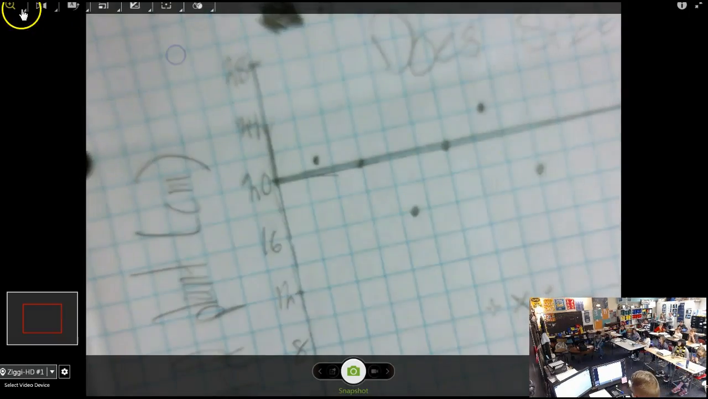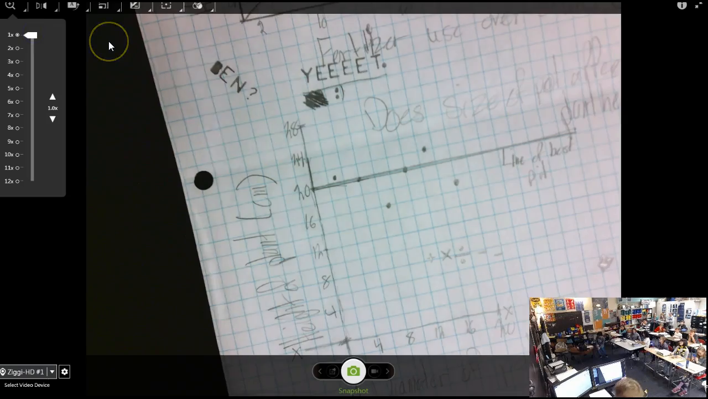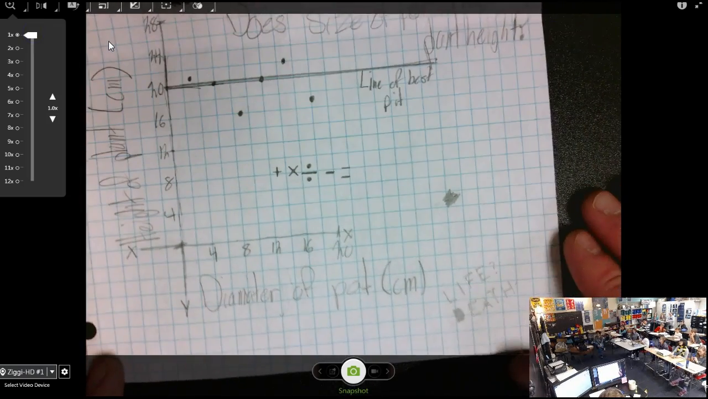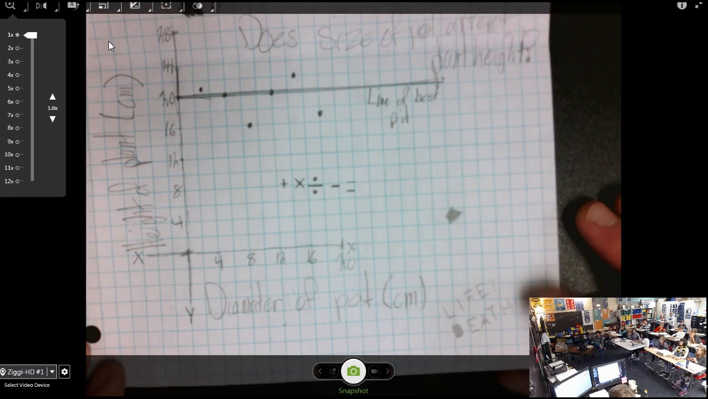Okay, so ignore the random sim. I was using the utensil. Life, death.